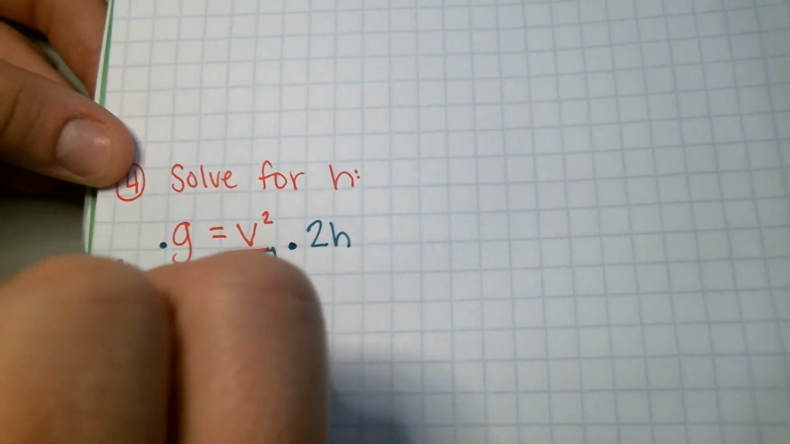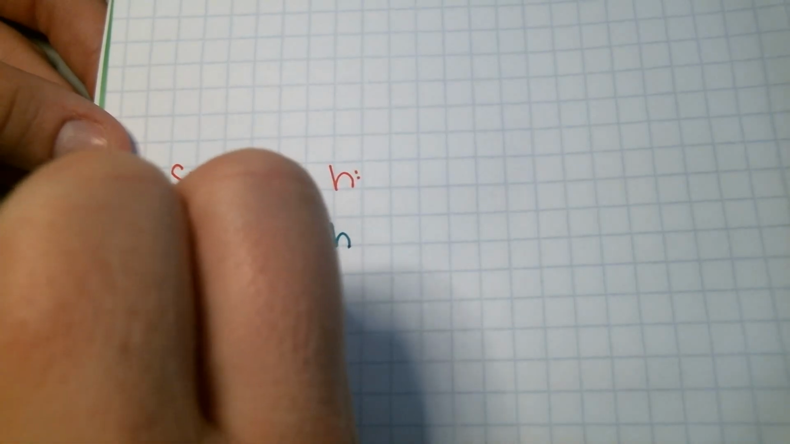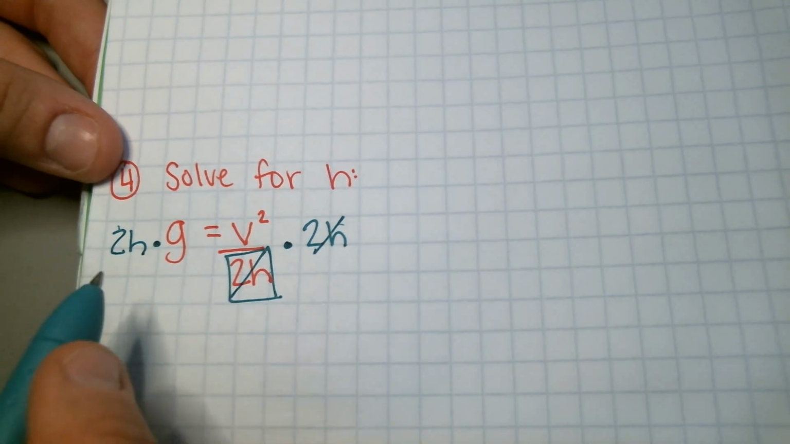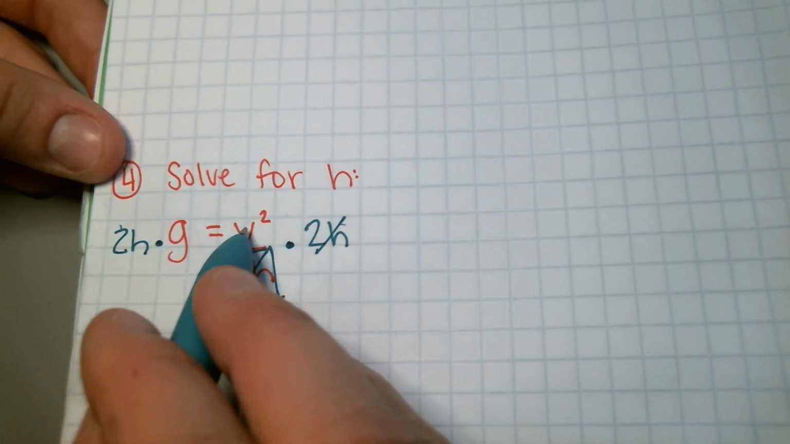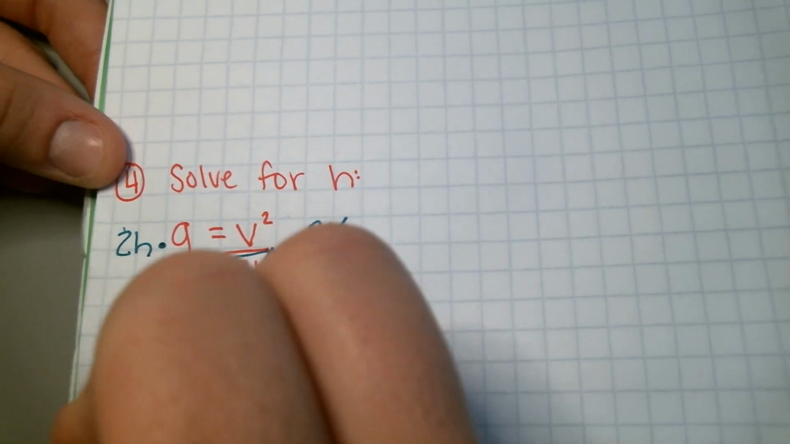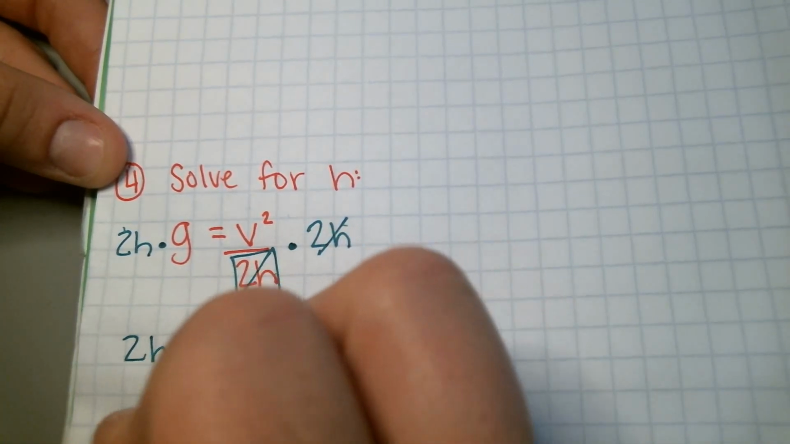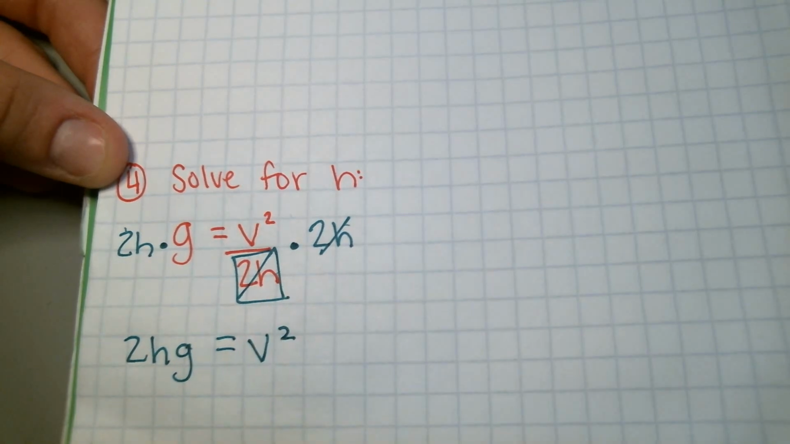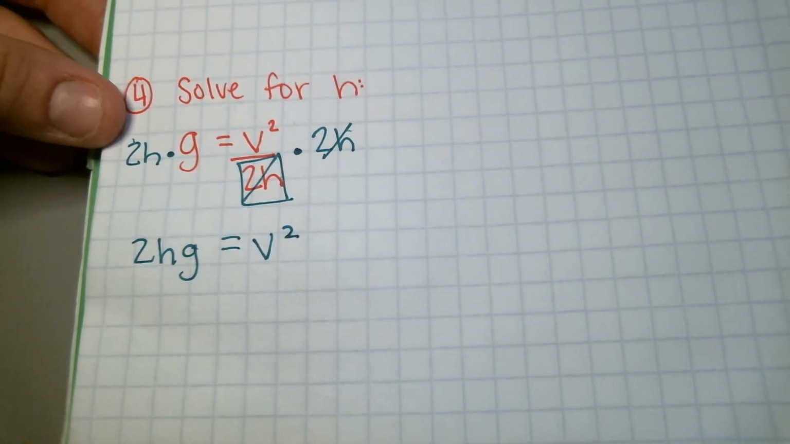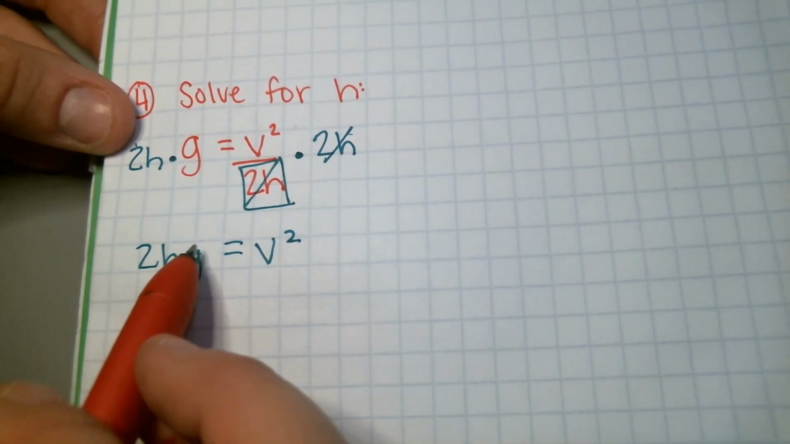Multiply on the right side, and multiply by the same thing on the left side. This cancels. So now I'm just left with v squared over here. And on the left side of my equation, I have 2hg equals v squared. And you're probably thinking, if you've never seen these before, okay, that's great. How is that getting me closer to solving for h? Well, let's take a look.